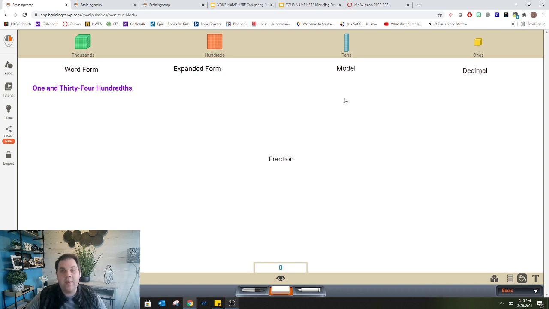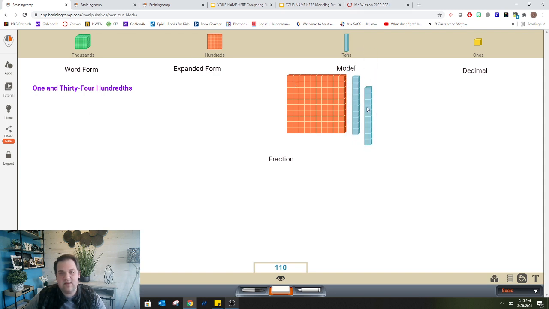I want you to either open up Braining Camp or get out some tools and put that on your desk, and then you'll be able to check with me. 1 and 34 hundredths. Do that now. What do you think it would be? If you, out of your toolbox, got out one whole, because we know this flat equals one whole, 3 longs, 4 tenths, and then 4 units for the 4 hundredths, you would be absolutely correct. This would represent 1 and 34 hundredths.